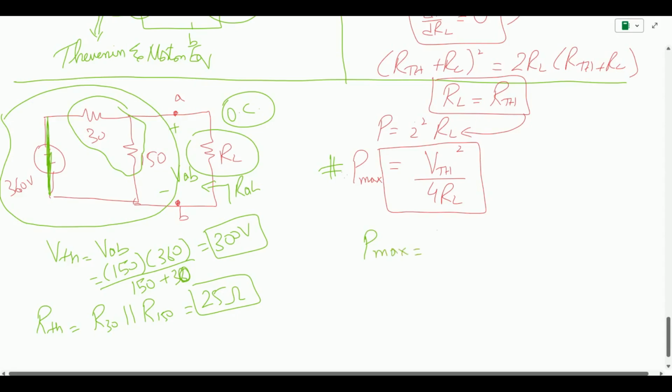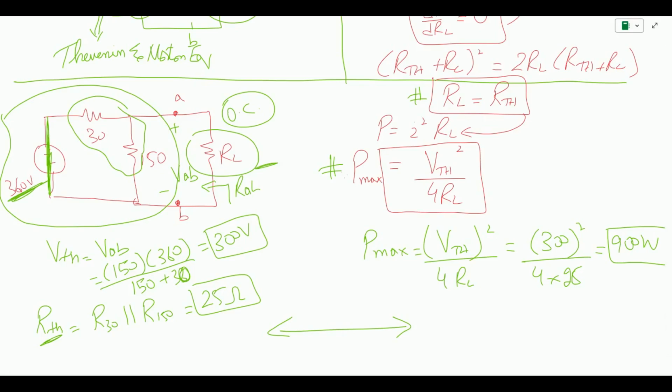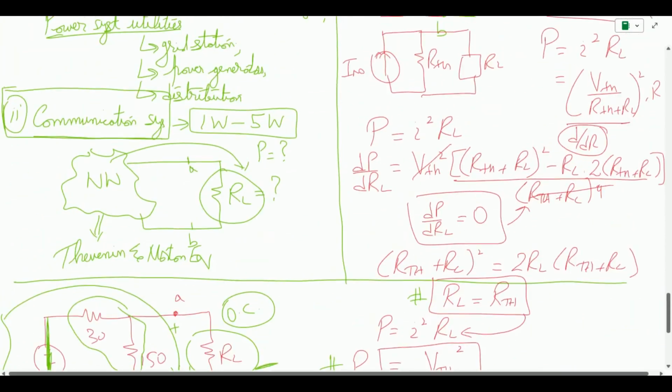And we know that if you want to find the maximum power transfer, we need the value of V Thevenin squared divided by 4 into RL, where RL is nothing but R Thevenin, which we proved from here. So the maximum power comes out to be 300 square divided by 4 into 25, and that is 900 watts. So we know from this analysis that the maximum power transfer from this 360 volt source to this load is around 900 watts. This is the amount of power consumed by the load, which is RL. So this is all about maximum power transfer.